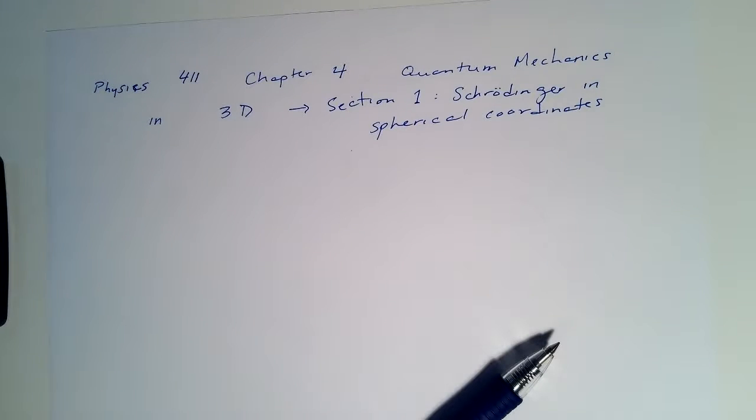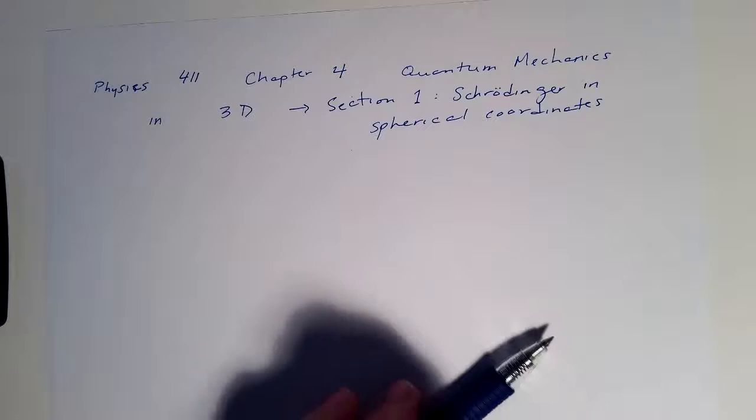Hi everybody, we're going to start with chapter 4 of our textbook in quantum mechanics. We are looking at quantum mechanics in 3D now, so we're starting to get into some interesting stuff. As we start, we're going to start with section 1 in chapter 4, which is the Schrodinger Equation in spherical coordinates. I'm going to go to pen and paper now, as it probably is going to be more legible than the touch screen of my laptop.